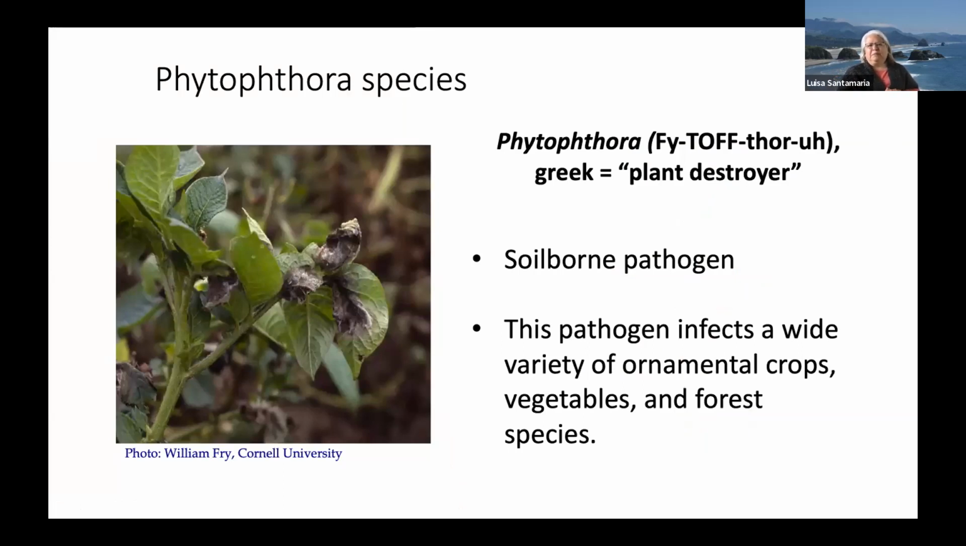So Phytophthora species, Phytophthora lives in the soil. It's a soil-borne pathogen. That means it's there all the time. And this pathogen infects a wide variety of ornamental crops, vegetables, and forest species. How to pronounce? It is Phytophthora. That also means that it's a plant destroyer. And actually, plant pathology starts because of this pathogen with the disease famine.